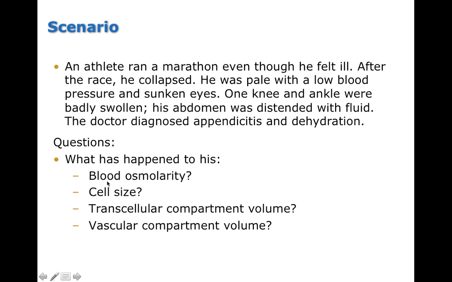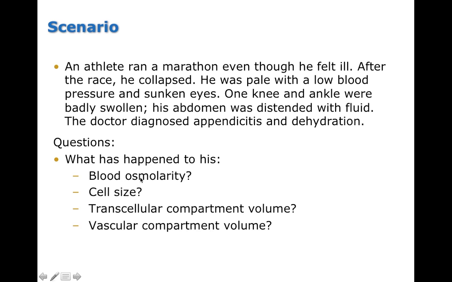Well, remember with blood osmolarity, osmolarity is a measure of the concentration of dissolved solutes in a particular volume of fluid. So if you're dehydrated and you've lost water, you're essentially concentrating that fluid and you're concentrating the solutes because you're removing the water from that solution. And so in the case of this athlete who ran a marathon, because they're dehydrated, they should have a higher blood osmolarity, right? The osmolarity of their blood is going to be slightly higher than 290 milliosmoles. It might even be closer to 300 or over 300.